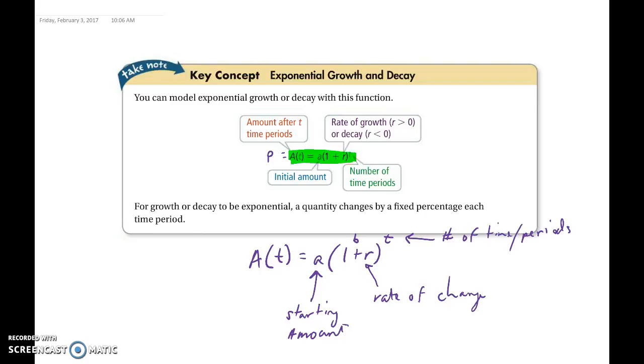And this is when it's a fixed percentage each time period. So that percentage will never change. So if you're investing in a bank that, at the end of every month or at the end of every year, will give you a percentage increase, and that percentage won't change each time.